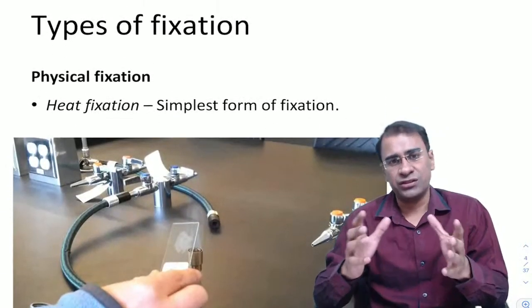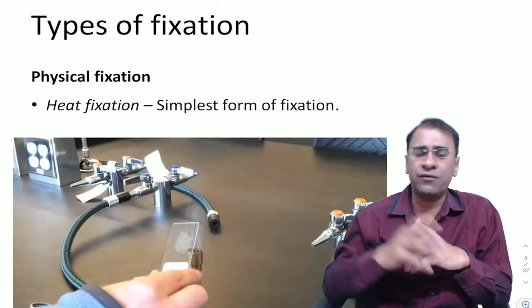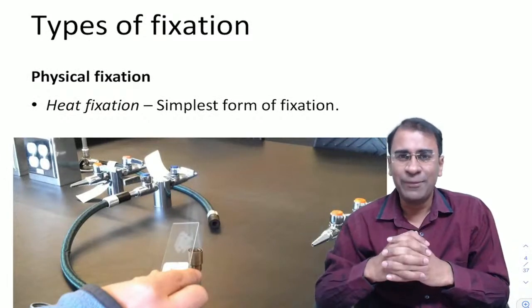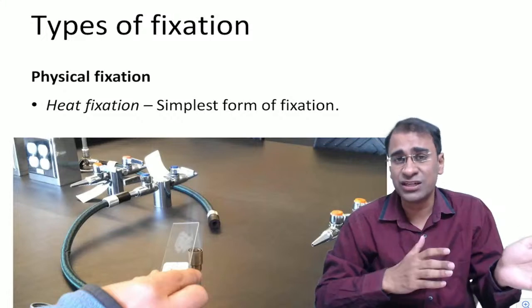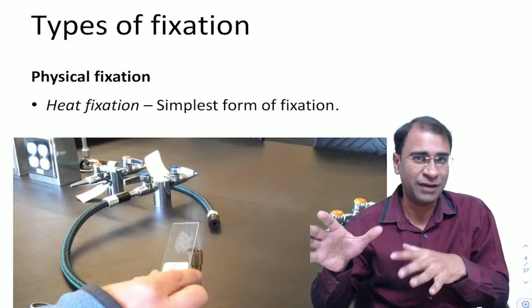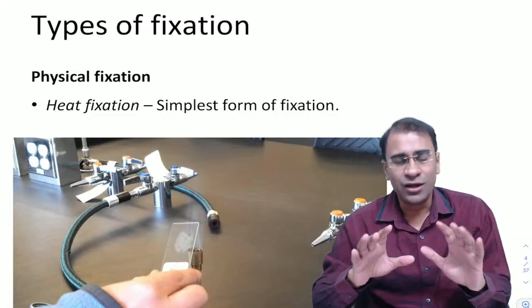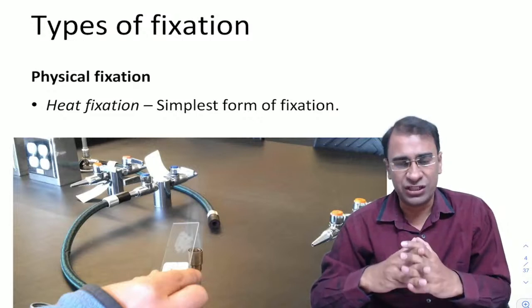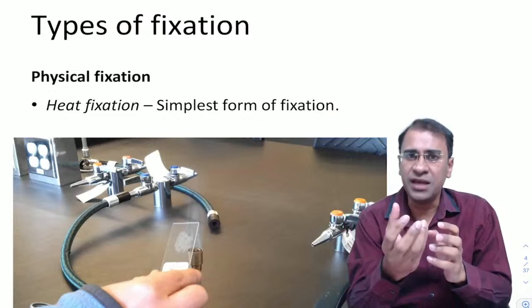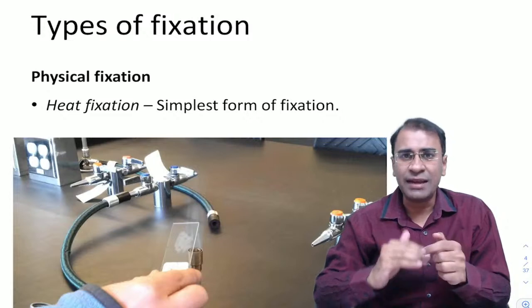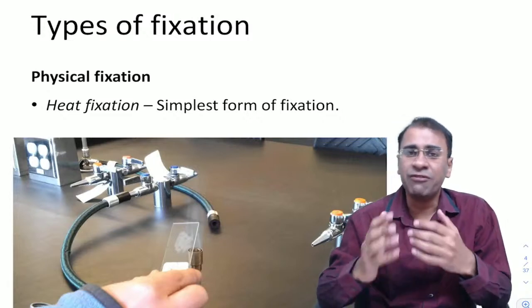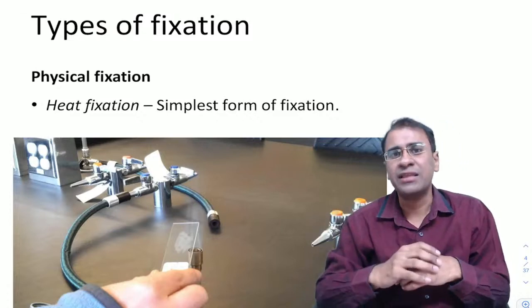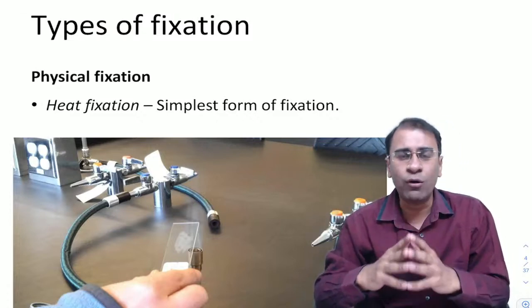What are the types of fixation? You are all aware of this very common method of fixation called heat fixation. But the question is, does heat fixation work in histopathology? The answer is no. What is heat fixation? It will fix your smear to the glass slide. That type of fixation will only fix a smear to the glass slide. It will not prevent further tissue modification by the further steps. So we don't rely on heat fixation much.